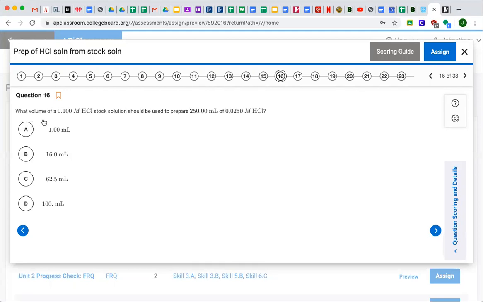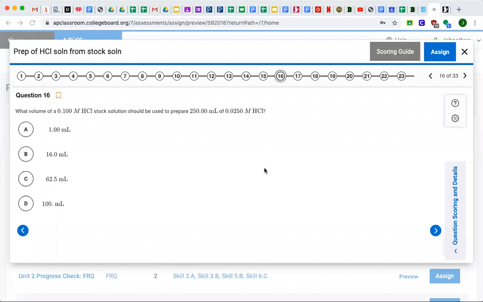Okay. So, what volume of 0.1 molar HCl stock solution should be used to prepare 250 milliliters of 0.0250 molar HCl? Okay, so this is a C1V1 equals C2V2 question. All right, so I'm going to pause the recording. Okay, Symphony, are you ready on this one? Yeah. Why don't you take us through it?